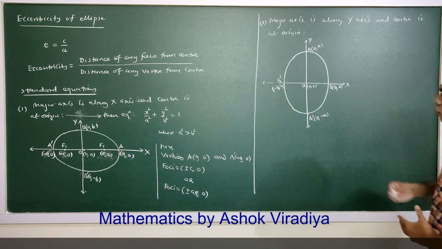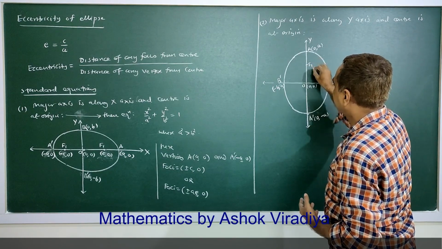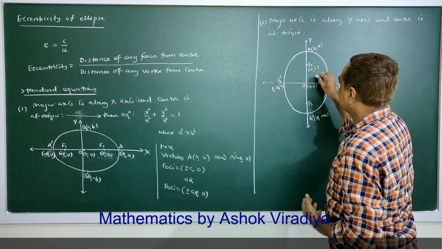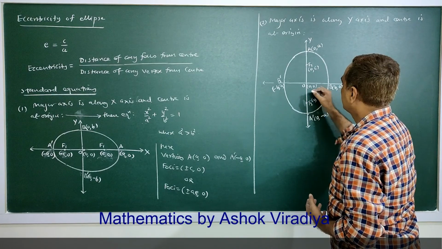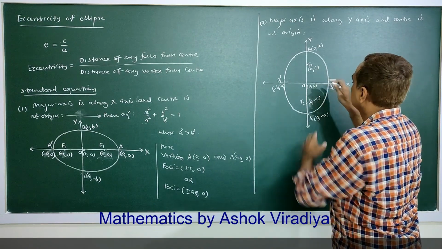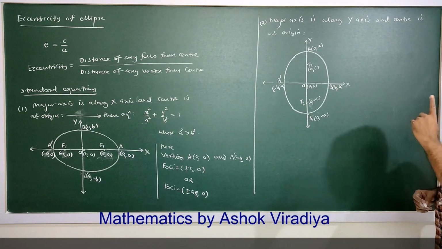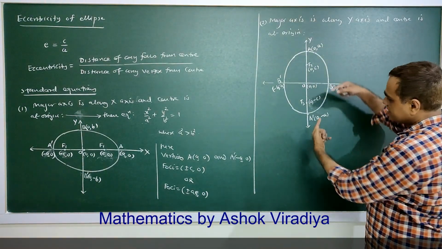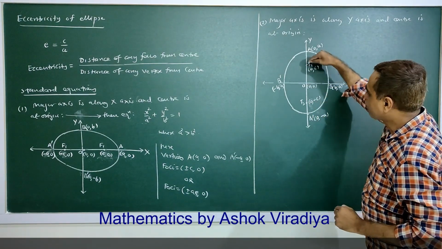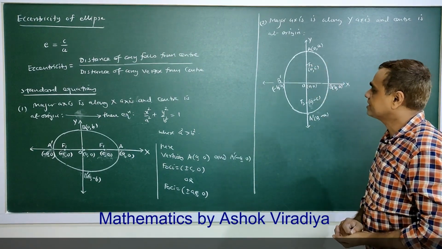Foci. Here foci lie on the y-axis. This is F1, this is F2. Coordinates of foci are (0, C) and (0, minus C). Because we have already taken the distance between foci as 2 times C. The distance of any focus from the center is always taken as C. So this will be (0, C), this will be (0, minus C).